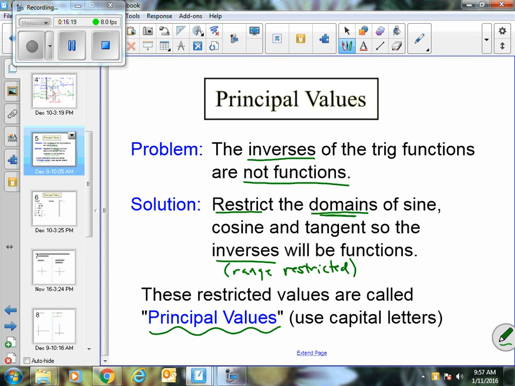So they use that principal meaning most important. If you've ever seen like a roster of an orchestra, they talk about the principal player, meaning like the section leader, the most important player. So principal meaning the most important. So we use capital letters, though, to differentiate when we're talking restricted versus unrestricted. So people know, is this the one that has the domain of everything, or is this the one that it's restricted? So you'll see capital letters when they are meant to be principal values.